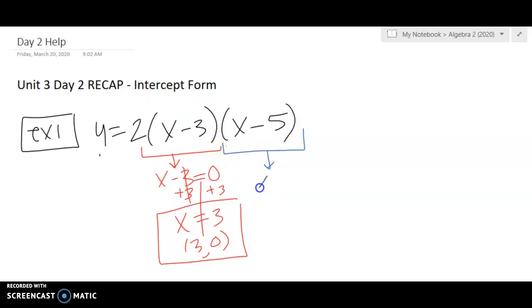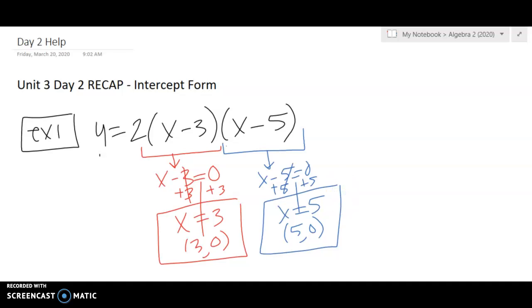I take this other piece that has x in it. x minus 5 is equal to 0. Again, same thing. I solve. I add 5, get x by itself. I get that x is equal to positive 5. I can write that as a coordinate, a point, because I need to put that on my graph.